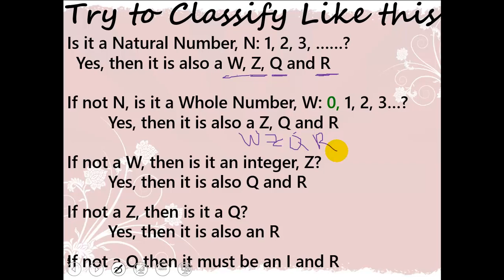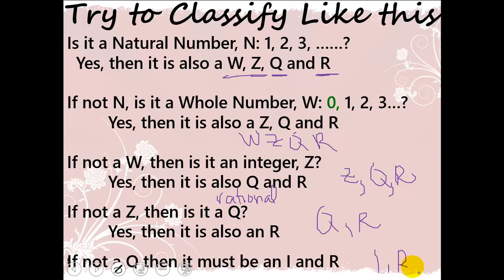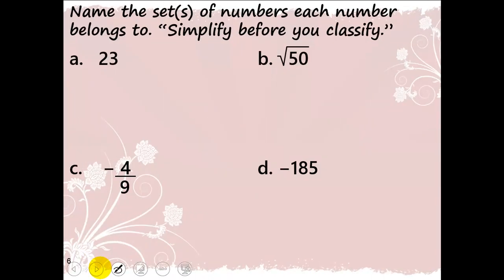If it's not a W, then ask yourself, is it an integer, the Z's? If it's a Z, then it's also a Q and an R. If it's not a Z, an integer, then ask yourself, is it rational? If it's a Q, then it's also an R. And if it's not a Q, then it must be an I and an R. All right? So let's go through some classifications here and see how it works.